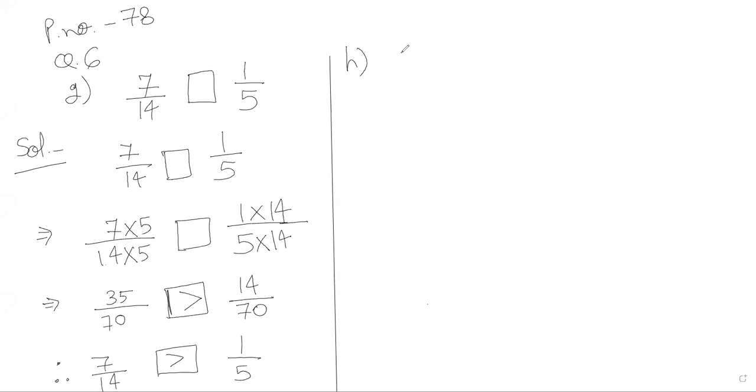Now question number H. One fraction is 80 upon 100 and the other one is 4 upon 5. See, whatever you feel easy, you can apply that operation. You can multiply or you can divide. It's your choice. To make the denominators equal, you can use multiplication or you can use division. Okay.